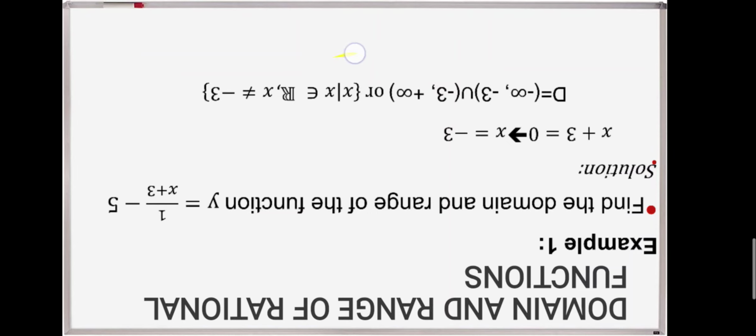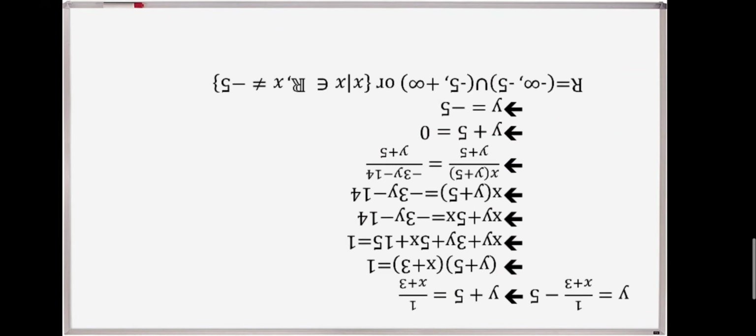Or in set notation, we have x such that x is an element of real numbers, and x should not be equal to negative 3. So this will be our domain. All values of x except 3, or I mean negative 3.